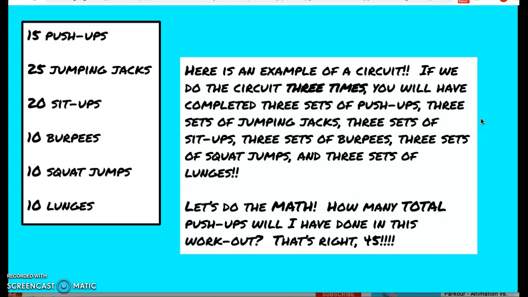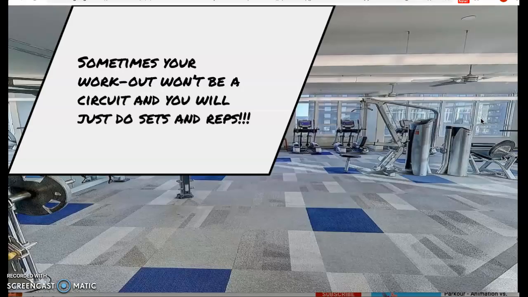And how the workout would work is you would do 15 push-ups, you would take a little 20-second break, then you get right into 25 jumping jacks, 20-second break, 20 sit-ups, so on and so forth. Once you complete that one time, that is one circuit done, and you would do 3 to complete the whole workout. So sometimes your workout won't be a circuit and you'll just do sets and reps only. It just depends.